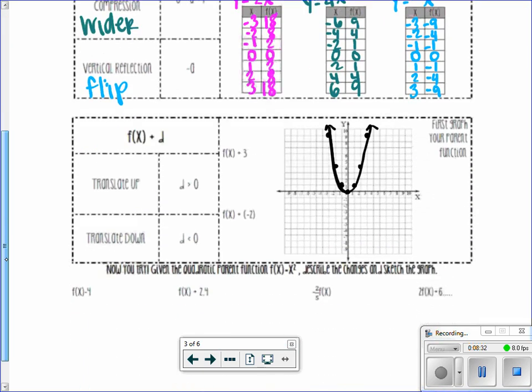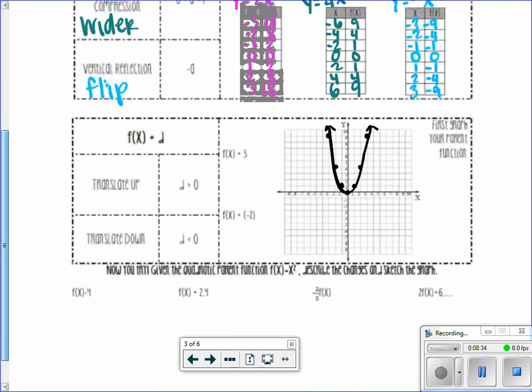So let's take a look down below. Now it's adding something or subtracting something outside the parentheses. So what kind of change is that going to make? Outside the parentheses, always need what? Vertical. So we're going to look at our vertical shifting up or shifting down.